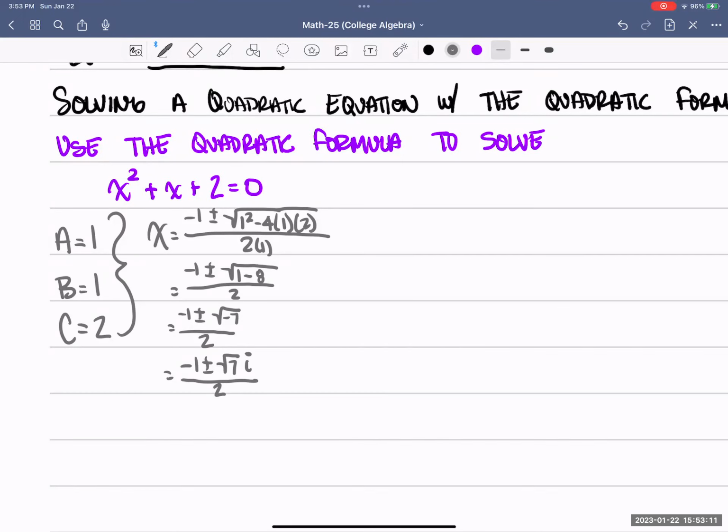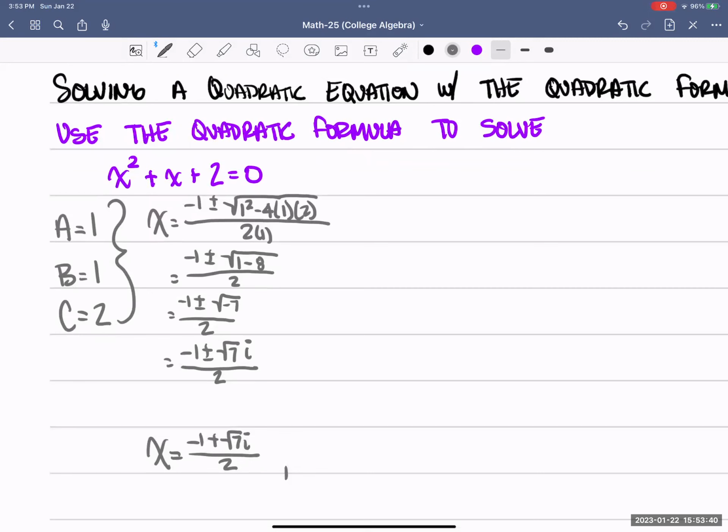And in the standards of a complex number, we want to make sure that we write it as a complex number. So first off, let's separate our two solutions. Let's separate the plus version from the minus version. So we have x is equal to negative 1 plus the square root of 7i divided by 2, and also x is equal to negative 1 minus square root of 7i divided by 2.